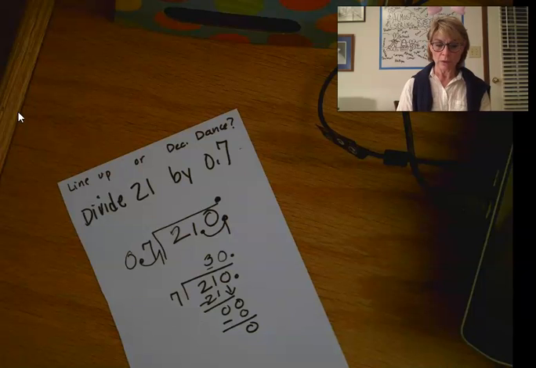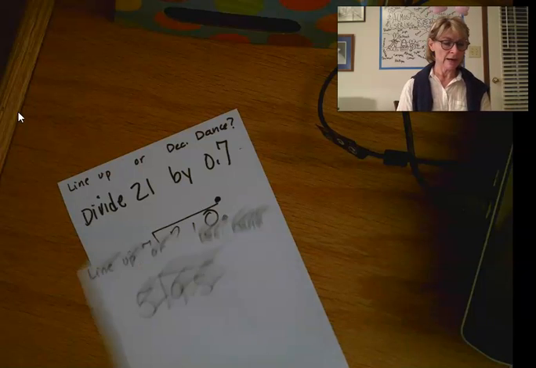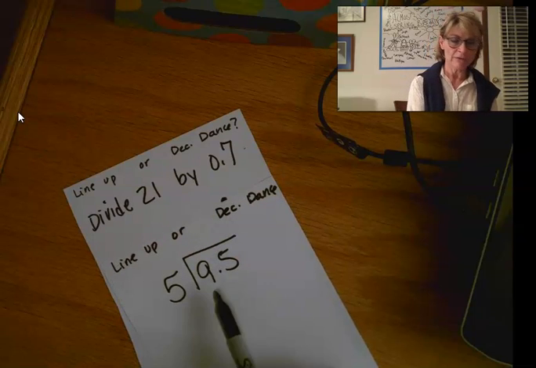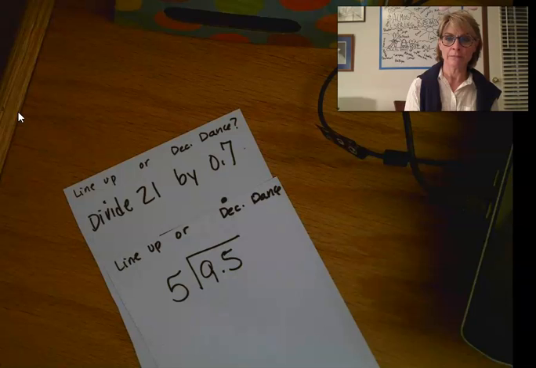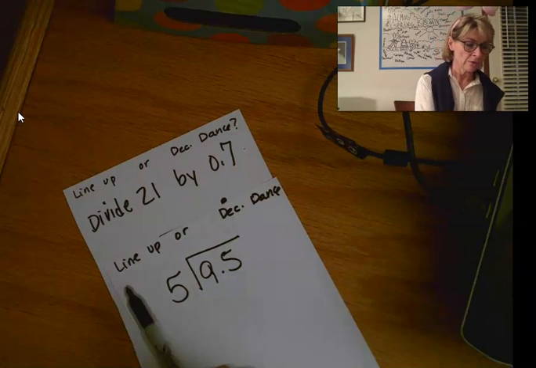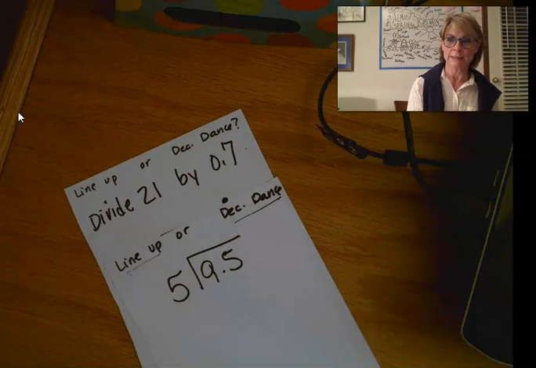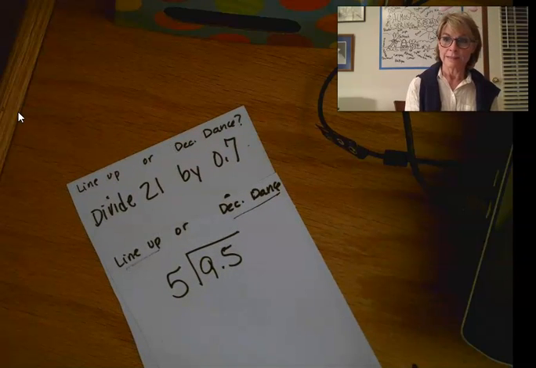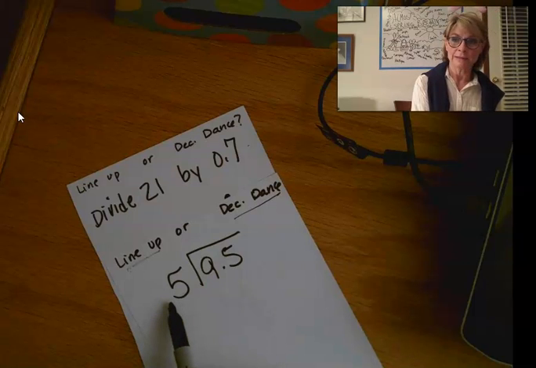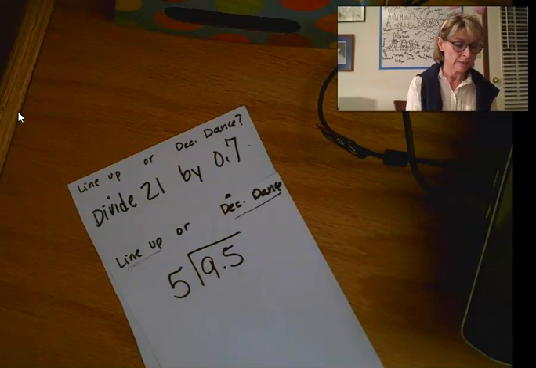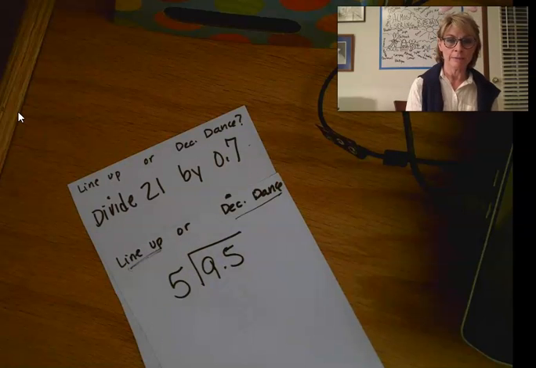All right, so I want to solve the problem 9.5 divided by 5, or 9 5/10 divided by 5. Is this going to be a strategy of lining up the decimal point, or are we going to do a decimal dance? Well, in this situation, I see that my divisor is a whole number, and I have a decimal number inside the dividend. So I know I'm going to just do line up.